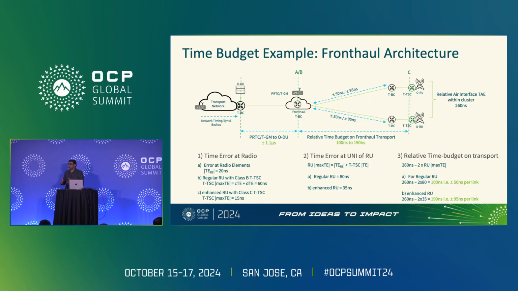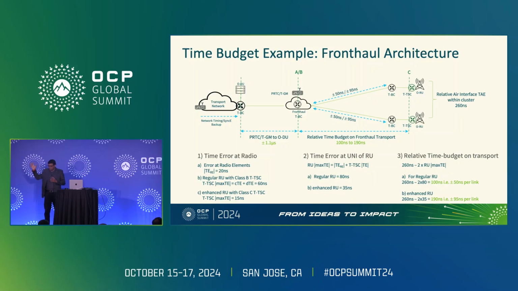So if we deduct that from the 260 nanoseconds of total relative time error, that gives us 100 nanoseconds for the network path. We are talking about two radios, so two network paths, which means one link will have plus minus 50 nanoseconds of time error budget. For an enhanced radio, there is a little bit more leniency, and the calculation shows that it can be in the range of plus minus 95 nanoseconds of time error budget.